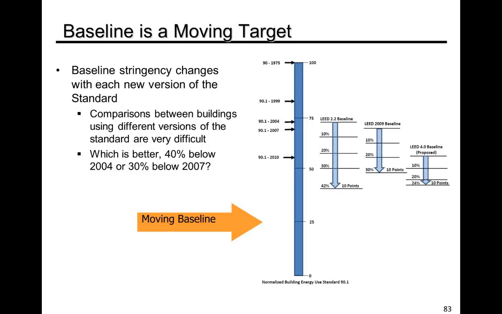as well. So for example, this shows LEED version 2.2 referenced a version of Appendix G that had a baseline equivalent to 2004. LEED version 2009 had a baseline that referenced the 2007 Appendix G, so the energy use is a little bit different there. And then the current LEED version 4 references the 2010 Appendix G and energy use is lower. So what that means is if you've got buildings that were constructed at different eras, it is very hard to determine how their performance compares to each other. So what's better, 40% below 90.1 2004 or 30% below 2007? It's not a very easy question to answer.